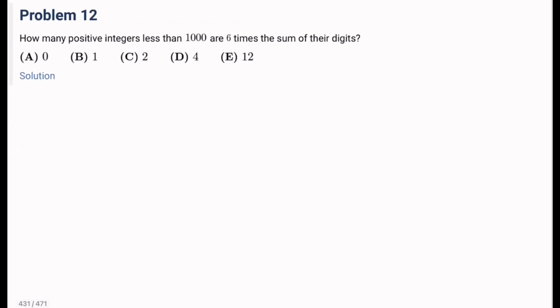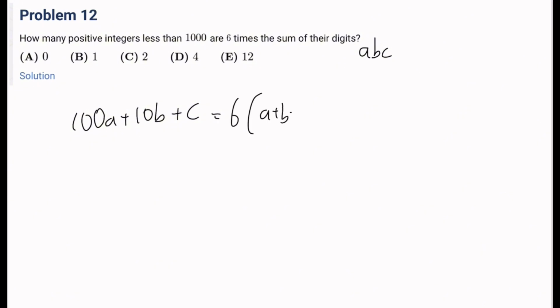Number 12, how many positive integers less than 1000 are 6 times the sum of their digits? Okay, so since it's less than 1000, they have maximum 3 digits. So if it's ABC, it's 100A plus 10B plus C, right? This is 6 times their sum, so 6 times (A plus B plus C). And so if we move C over there and A plus B over here, then that will give us 94A plus 4B is equal to 5C, right?